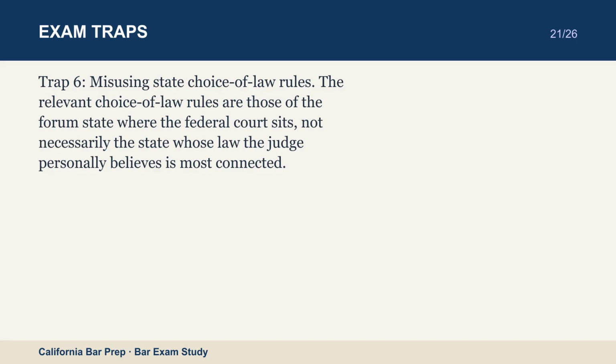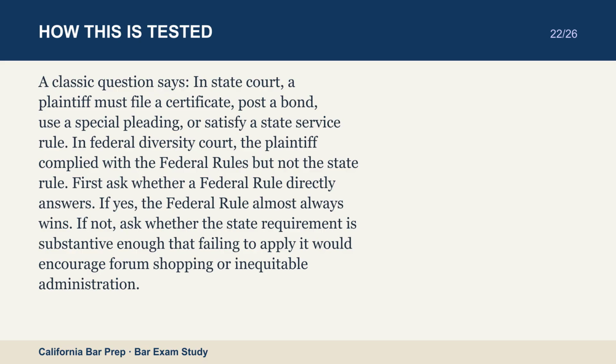A classic question says, in state court, a plaintiff must file a certificate, post a bond, use a special pleading, or satisfy a state service rule. In federal diversity court, the plaintiff complied with the federal rules, but not the state rule. First ask whether a federal rule directly answers. If yes, the federal rule almost always wins. If not, ask whether the state requirement is substantive enough that failing to apply it would encourage forum shopping or inequitable administration.